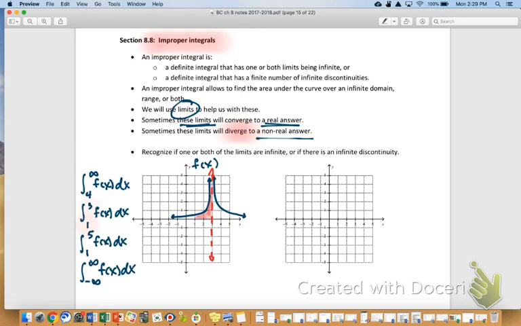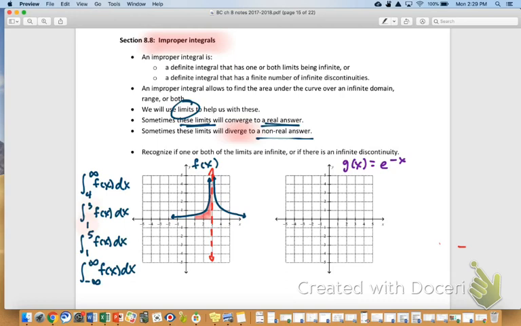Does f of x have to be a certain type of function? Well, no, not really. This one I would say is probably rational because we've got that vertical asymptote going on in there. But it could be exponential. Let me give you an example of that. So here's a classic example. What if I said g of x equals e to the negative x?